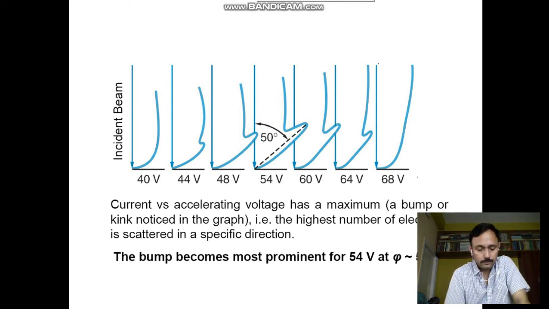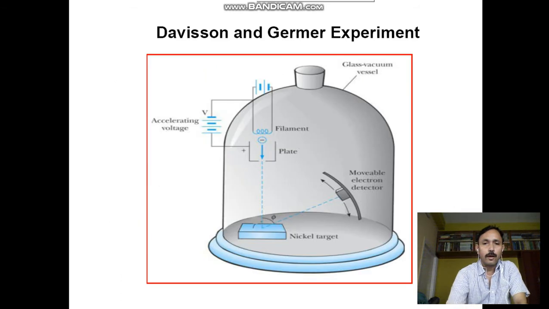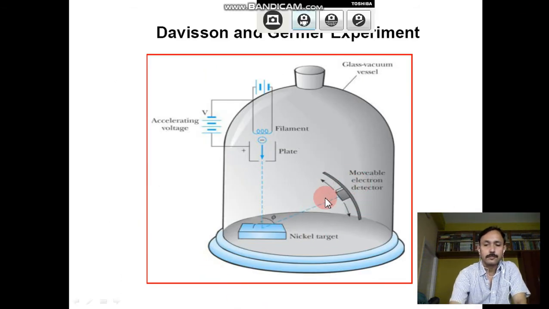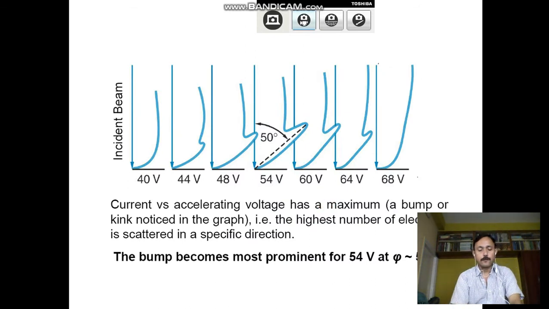Now, Davisson and Germer measured the intensity of the scattered electrons from where? From this movable electron detector, as a function of angle, and plotted in this form. For different applied voltages, this is the direction of the incident beam. These are the intensity of the scattered electron.